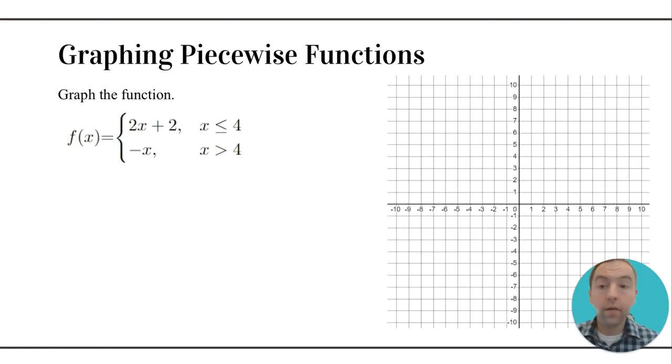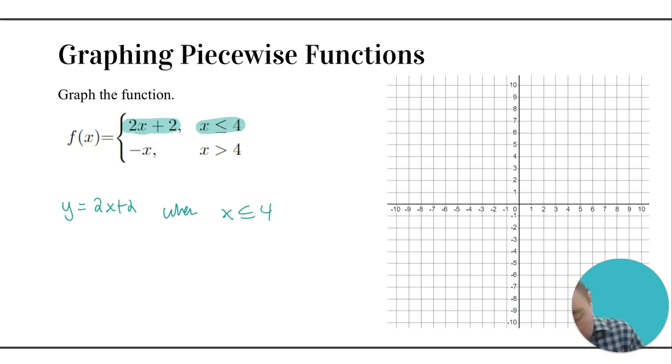All right, let's take a look at an example now where we can actually do some graphing of the function. Here we're asked to graph the function f of x. Now, f of x has two different pieces to it. One piece is this piece right here. All that it's saying is y equals 2x plus 2. That's just a line, mx plus b. But it can only equal 2x plus 2 specifically when x is less than or equal to 4.